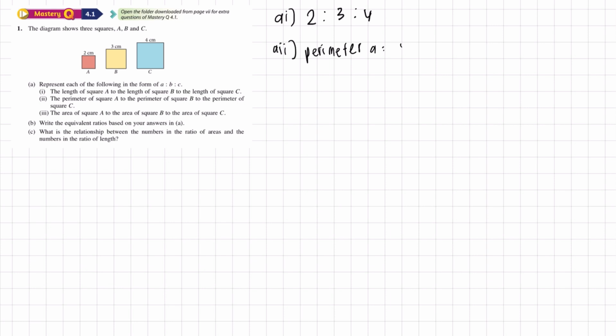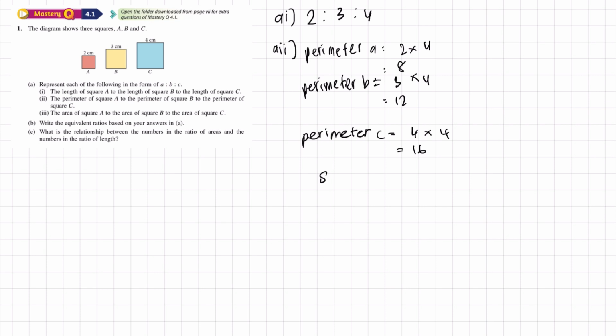Perimeter A equals 2 times 4 equals 8, and so on. Perimeter B equals 3 times 4 equals 12. Perimeter C equals 4 times 4 equals 16. So the ratio is 8, 12, and 16.